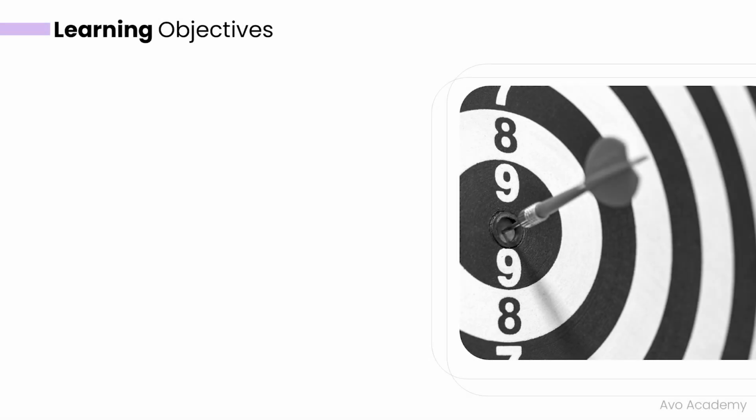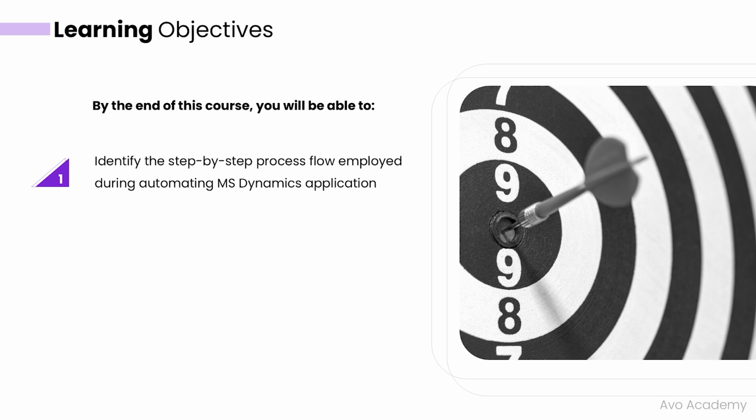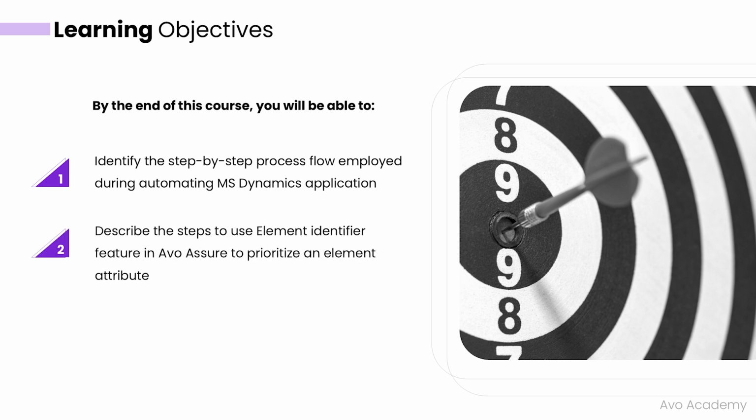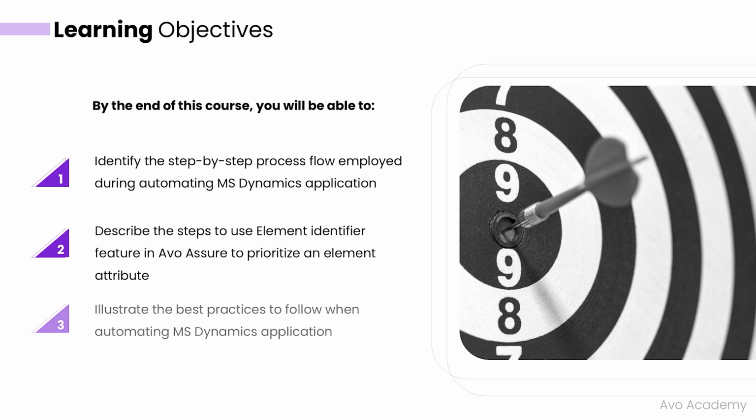This automation on MS Dynamics 365 provides a comprehensive understanding of the automation process for MS Dynamics applications using the Avo Assure platform. By the end of this course, users will be able to identify the step-by-step process involved in automating MS Dynamics applications, describe how to utilize the element identifier feature in Avo Assure to prioritize element attributes during execution, and illustrate best practices essential for ensuring a smooth and efficient automation experience with MS Dynamics on the Avo Assure platform.